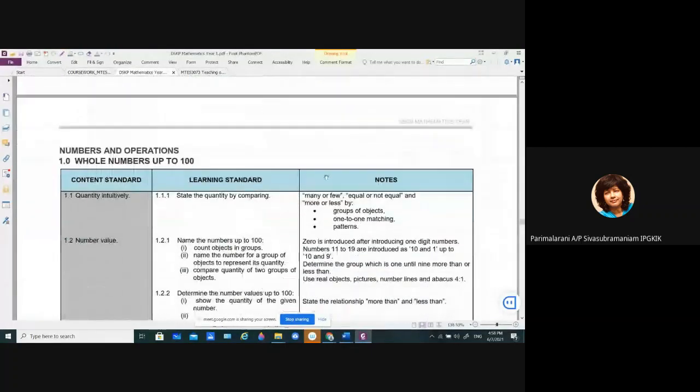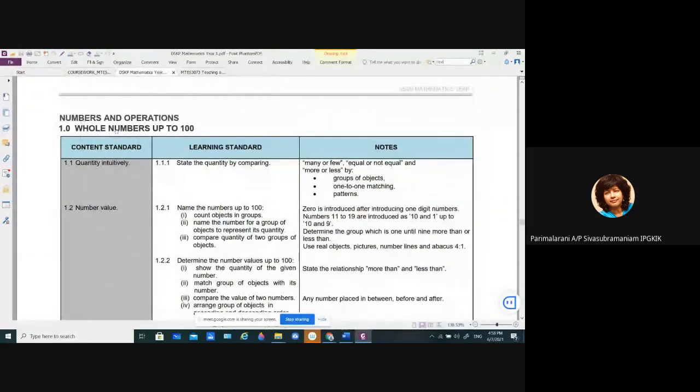So for example, if you're taking this, numbers and operations is the learning area here. Okay? This one is learning area. This is topic. This is your learning standard. Say you want to teach this one, state the quantity by comparing. Say you want to teach this learning standard, then this is the content standard. Or maybe you want to teach number value, but you only want to teach this learning standard. Okay, so you must write the whole thing.